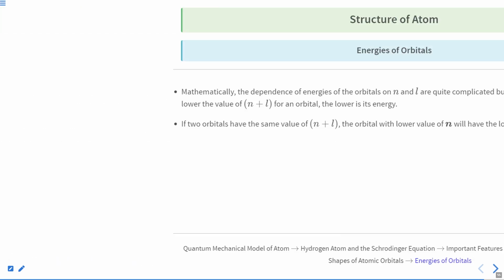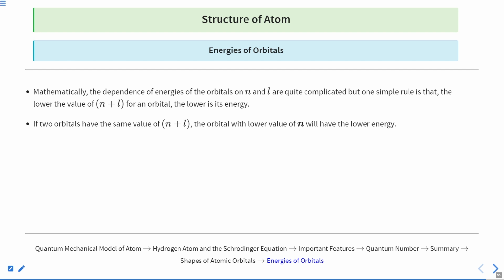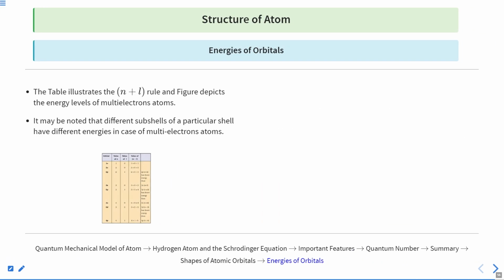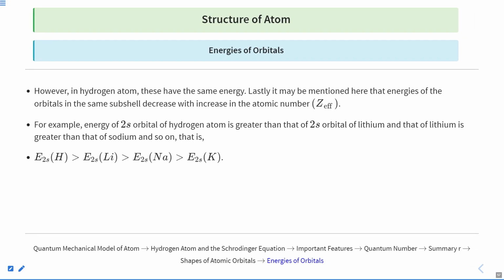Clear? Now, this n plus l rule, as I have told you: the one having a lower value of n plus l will have a lower energy. The one having a higher value of n plus l will have a higher energy. And if two have the same n plus l value, then the one with a smaller value of n will have a lower energy. Clear? So you can just verify this by looking at the order. Clear?